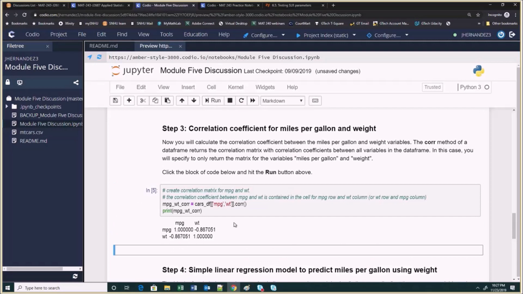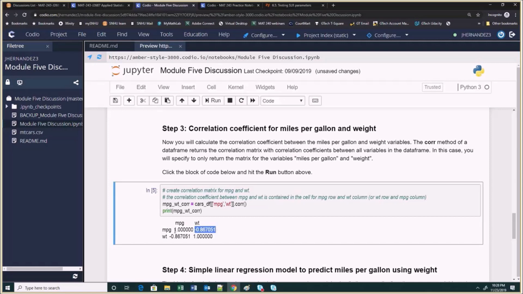So you'll notice that it prints out a correlation coefficient matrix. This matrix, in the case of just two variables, is quite simple. You just look at the value for miles per gallon in the row and WT in the column. That value is negative 0.86. You can do it the other way as well, and it will be the same value.